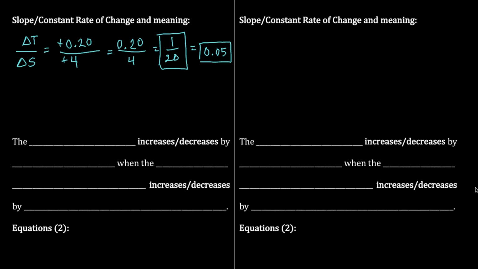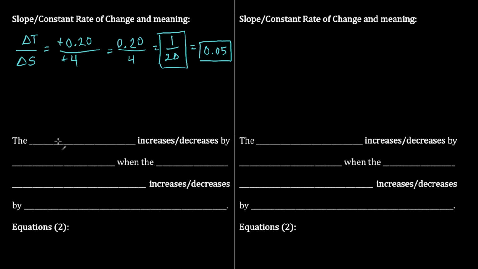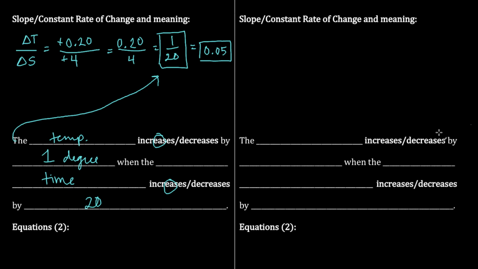Let's interpret this. So Eva's temperature increased by 1 degree when the time increases by 20. Remember, we're going to use this one right here. The temperature increases by 1 degree when the time increases by 20 seconds. Yeah, seconds.